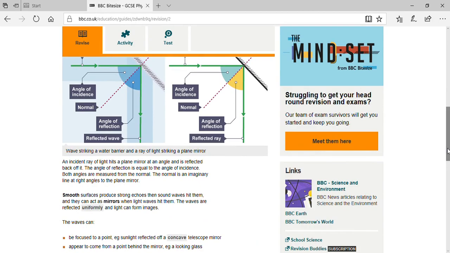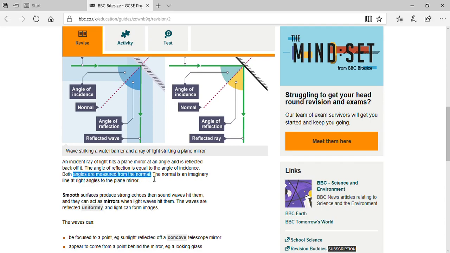Reflection is the fundamental process by which we are able to hear others. Hearing is totally based on the traveling of sound. So what happens? When an incident ray strikes a smooth or polished surface at an angle and reflects back off it, then the angle of reflection is equal to the angle of incidence, or you can also learn that the angle of incidence is equal to the angle of reflection. Both angles are measured with respect to the normal.